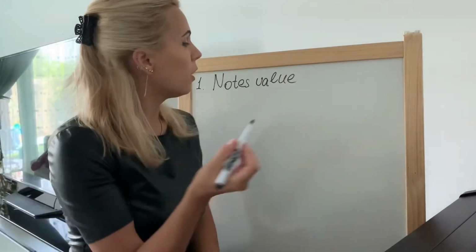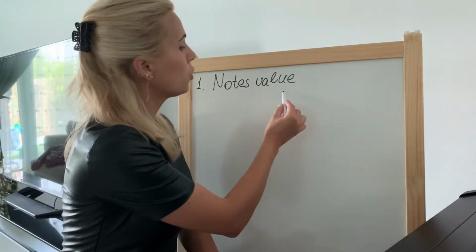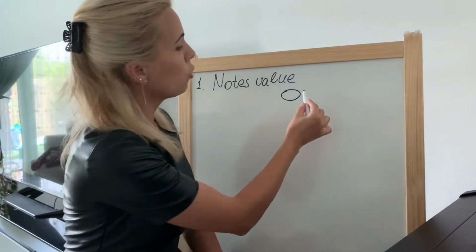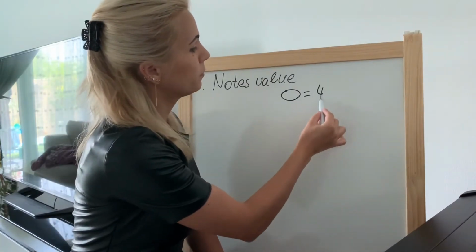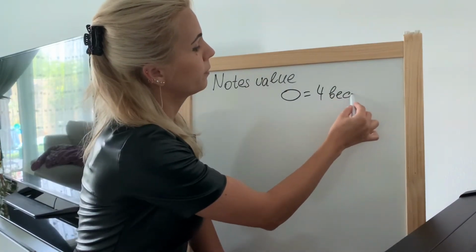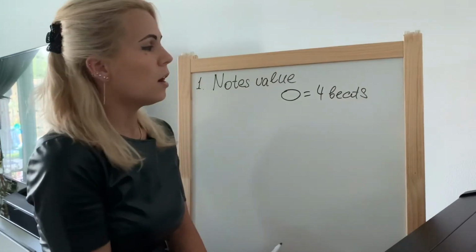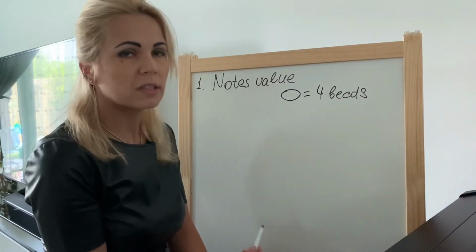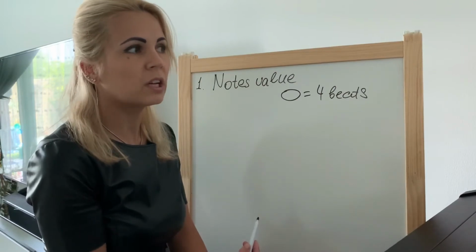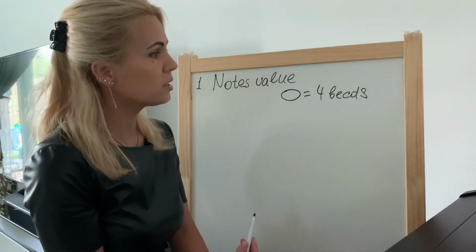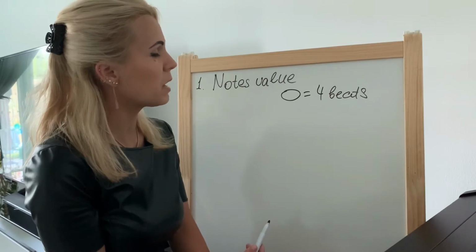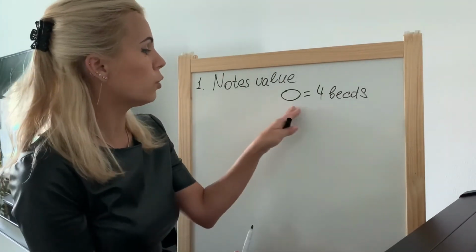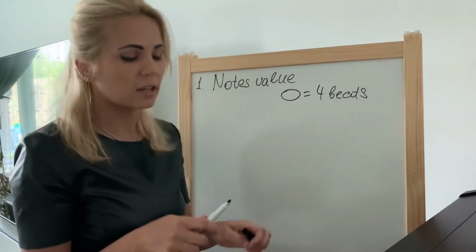So the longest note is your whole note, and a whole note has 4 beats. I prefer to compare 4 beats to 4 seconds. It's actually very easy when I'm explaining to my students. It makes it easier for them to understand. So basically, your whole note is a long note that lasts for 4 seconds.